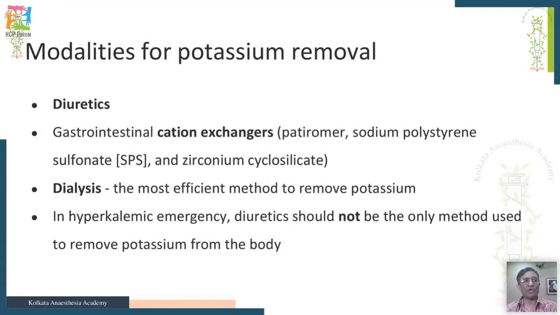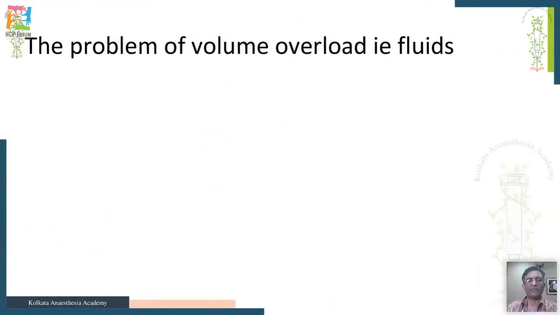That was about temporizing. How do you remove the potassium? The most efficient way is obviously the kidney itself. If the kidney is not functioning, then obviously it is dialysis. And then the others are diuretics and the cation exchangers. To remember this, diuretics alone in hyperkalemic emergencies will not be effective. You'll have to add something else with it because the kidney itself is not functioning.